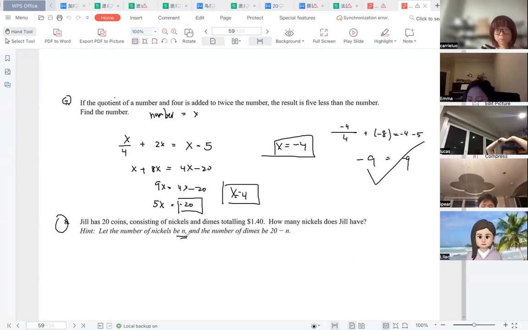How many is a nickel and dime? Hmm? How many is a nickel and dime? 啊，你不知道啊？Emma 告诉他 nickel 是多少钱？ I forgot. Nickel is 5 cents. And dime is 10 cents. Very good.